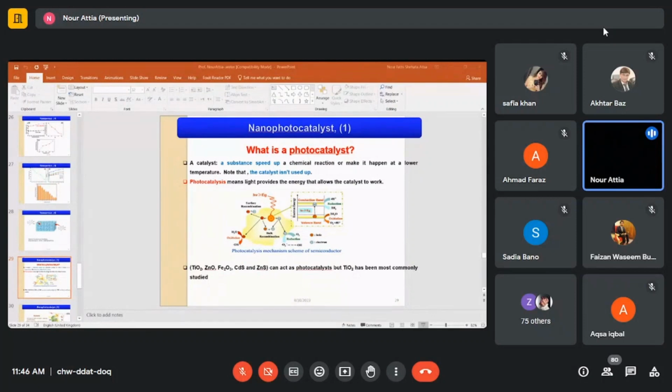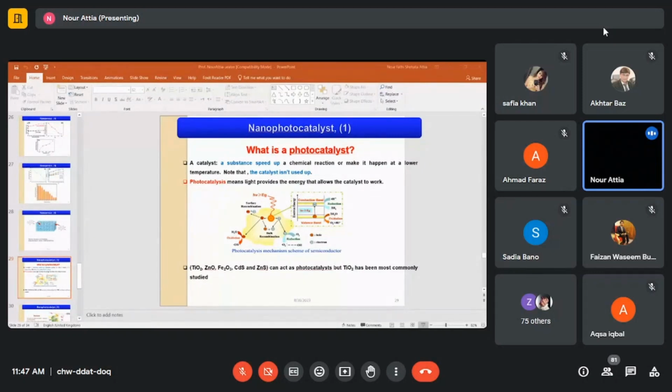The hole will be responsible for the oxidation of water to oxygen radical and hydrogen positive, and the electrons will be responsible for reductions to the hydrogen radical and OH radical, oxygen radical. We call all of this active oxygen species, and the active oxygen species is responsible for the degradation of the organic pollutant.